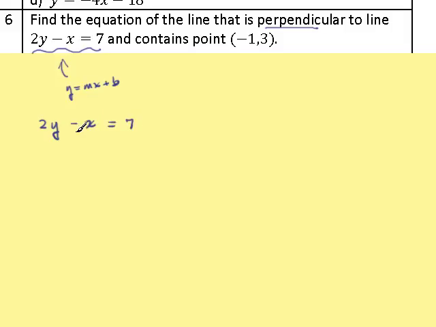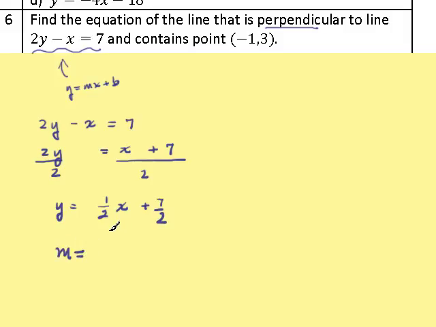All right, so we'll bring the minus x over to the other side as plus x. And then just divide by 2. And we have y is equal to 1/2 x plus 7 over 2. The slope will be the negative reciprocal of 1/2, so let's write that down. The reciprocal is 2, but we need the negative reciprocal, so that would be negative 2. So our slope is negative 2.